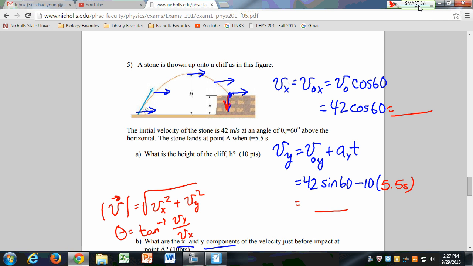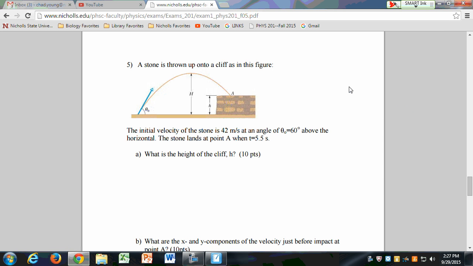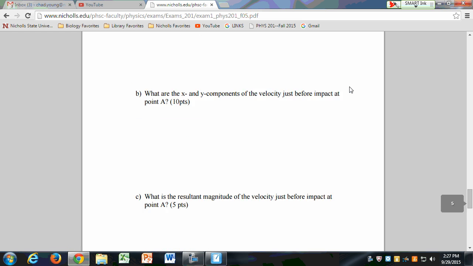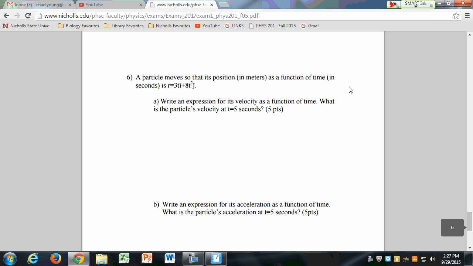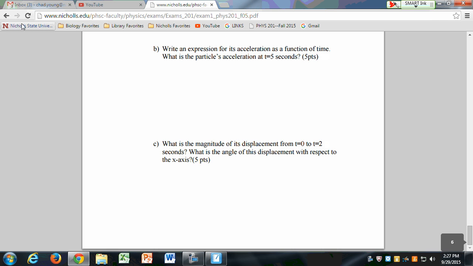Did I clear this? You will not have to solve a system of equations for the projectile motion, so that does make it a little simpler, but sometimes students just have trouble with it. Don't worry about that. Let's look at some others.